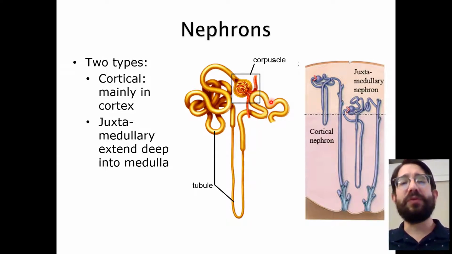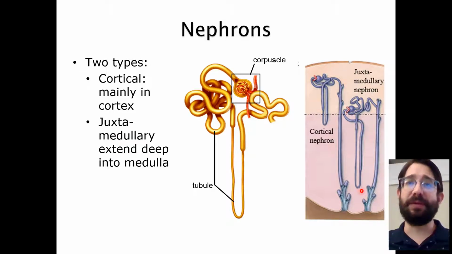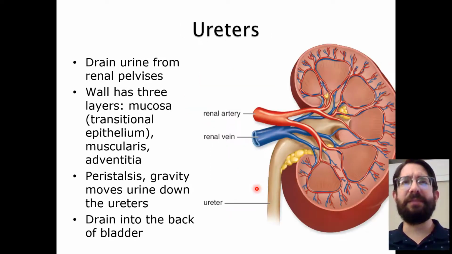We should mention though there are two types. Cortical nephrons hang out in the cortex. Juxtamedullary nephrons extend deep in the medulla. And there are, of course, reasons for that. But we're just sticking with the anatomy, so let's move on.